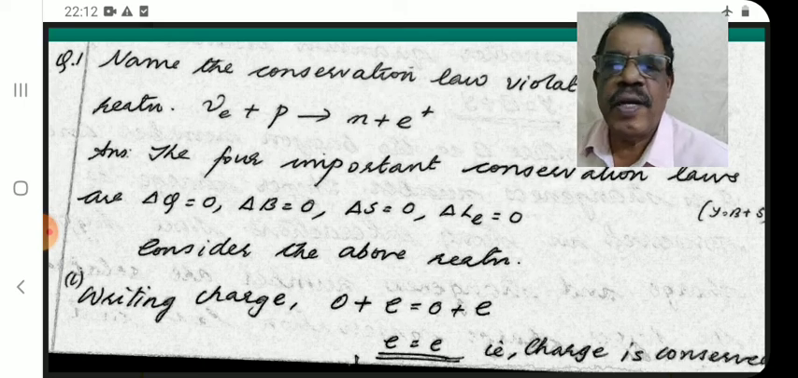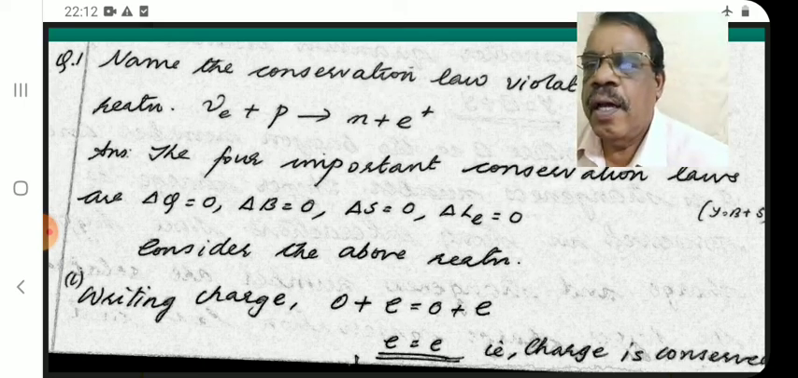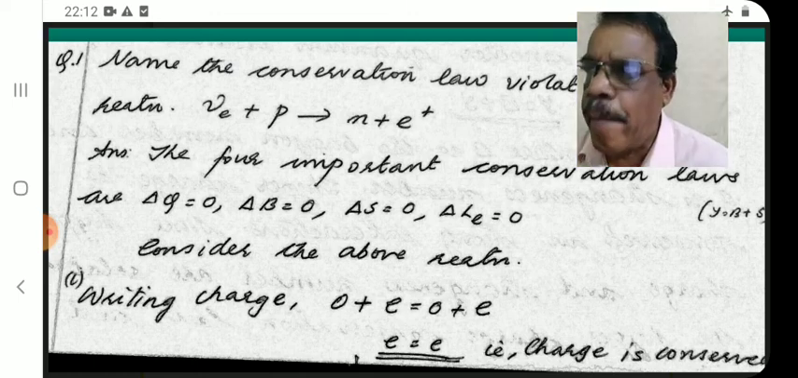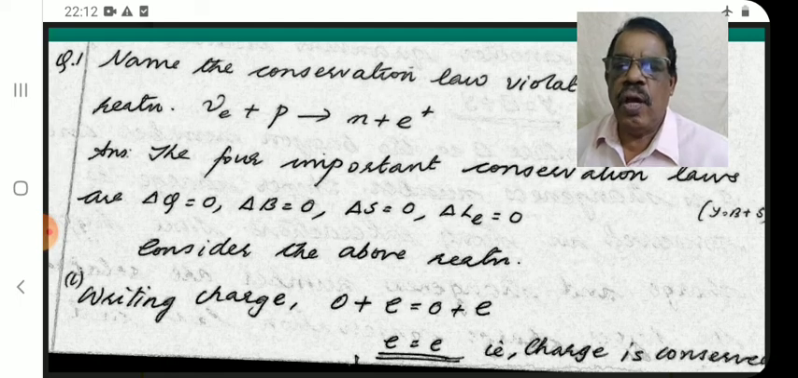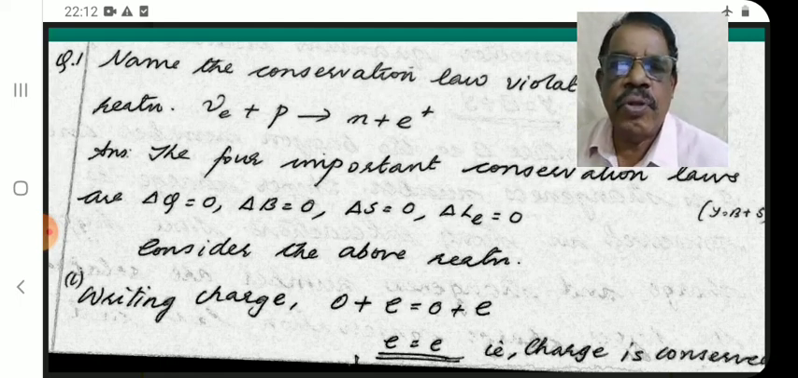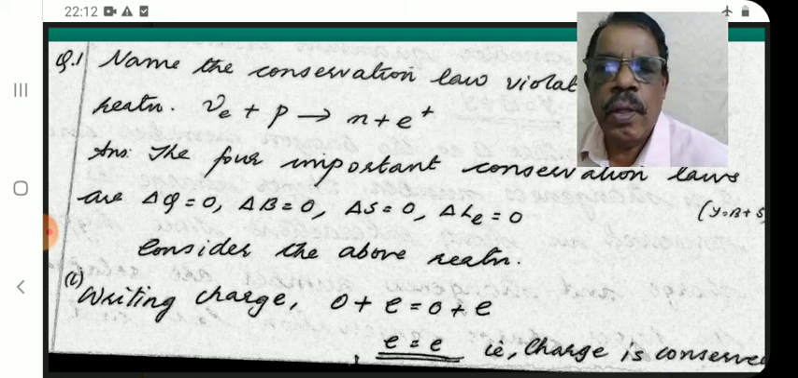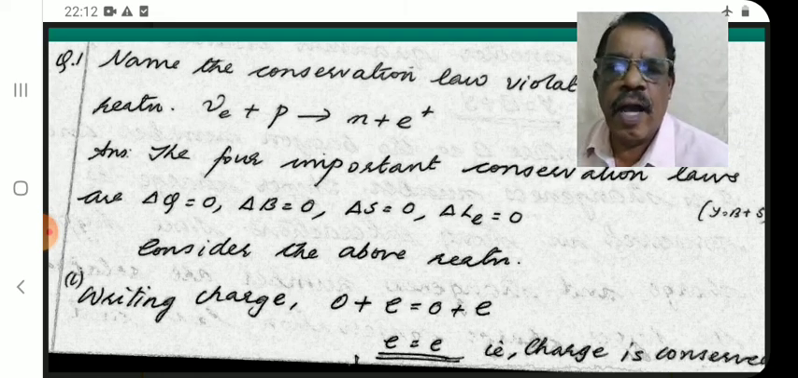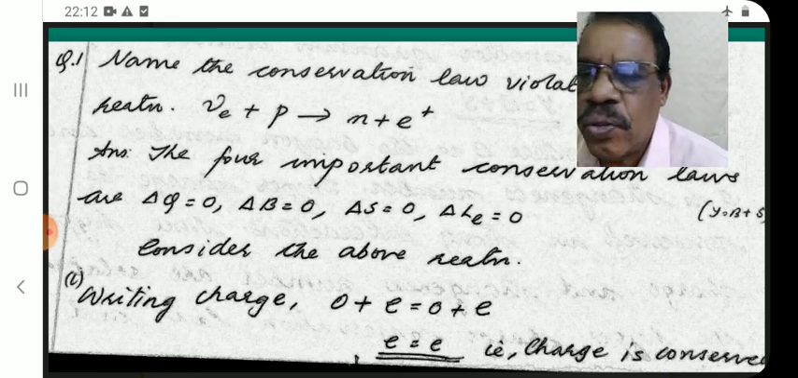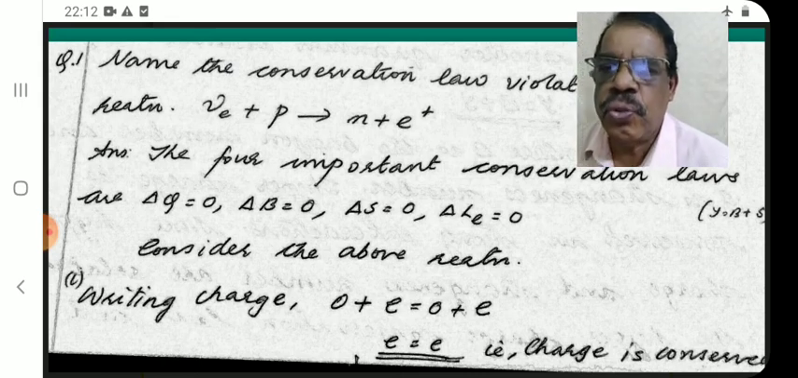The 4 important conservation laws are: first, delta Q is 0; second is delta B is 0; third is delta S, strangeness number, equal to 0; and the last one is delta L, electron-lepton number, is equal to 0. And hypercharge is not considered. Hypercharge conservation is not taken into account to do this question.